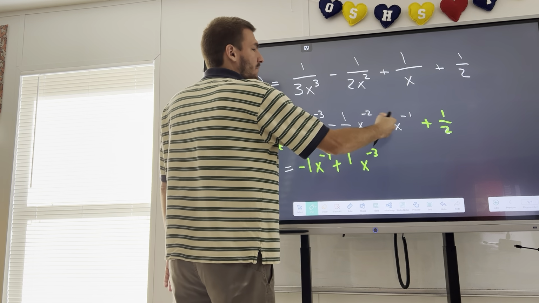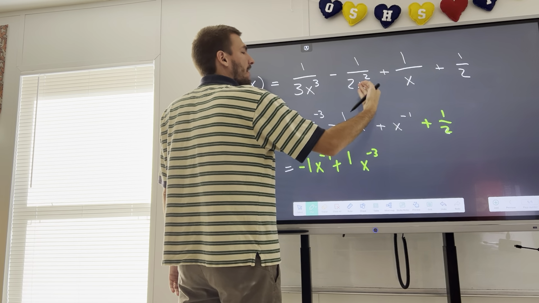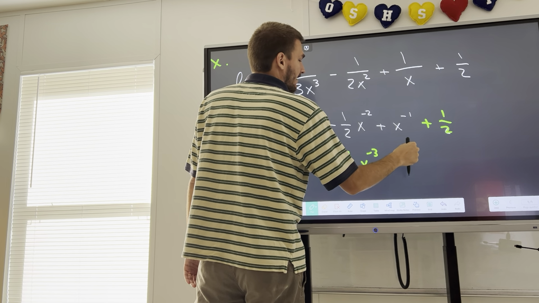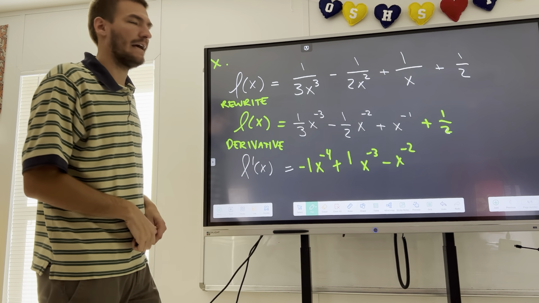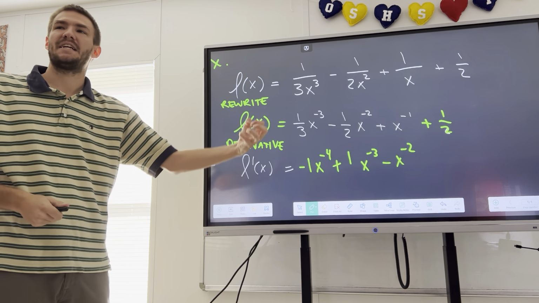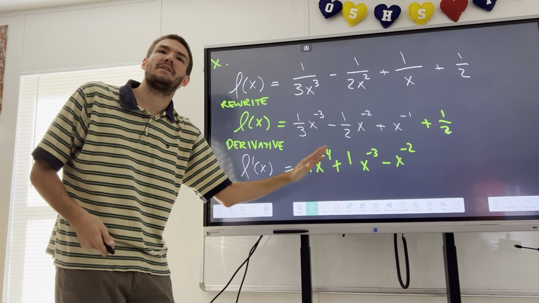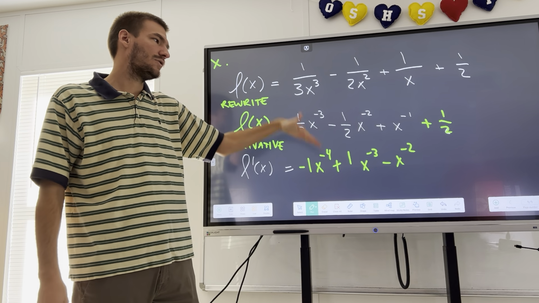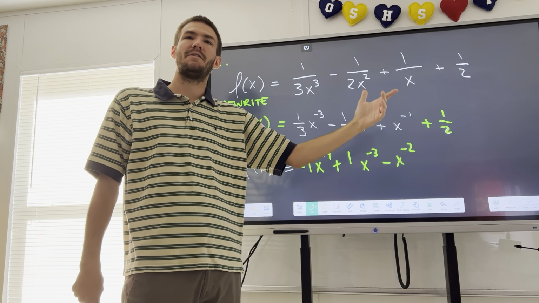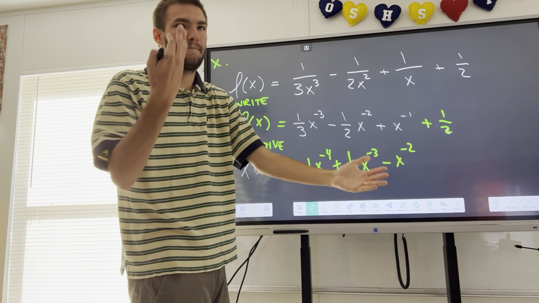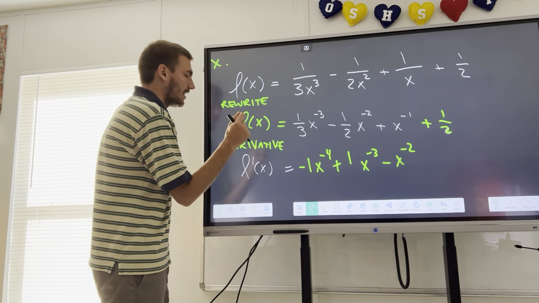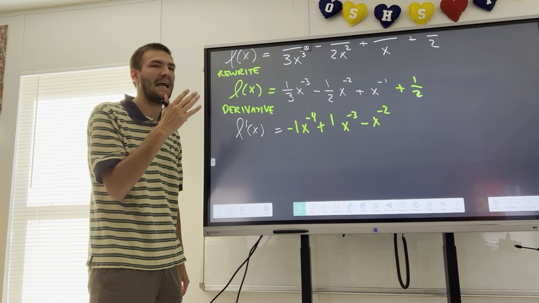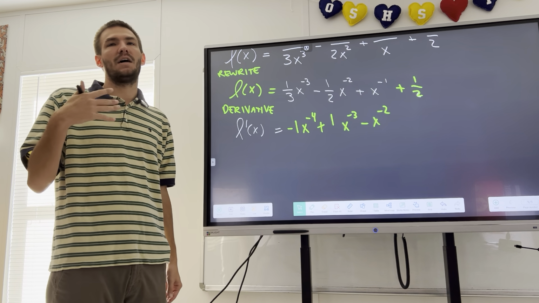Over here, what is this term going to be? Negative x to the power of negative 2. Again, our equation is kind of degrading, right? It goes from negative 3 down to negative 4. It goes from negative 2 down to negative 3. And you can hopefully see that it's all stepping down at the same kind of rate. And then what happens to our 1/2? Dead.